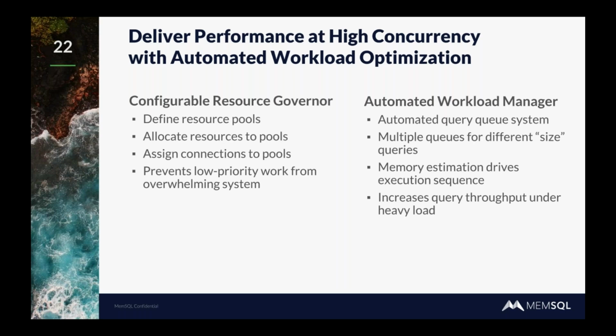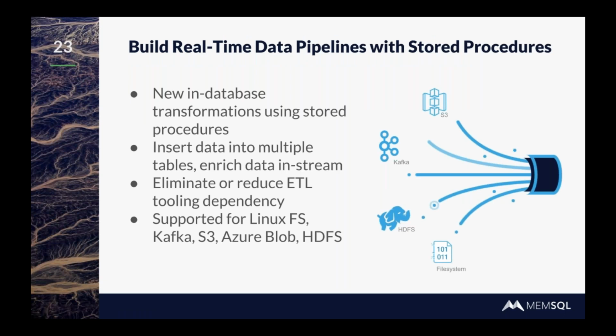So it's based on the concept of queues for different size queries, small, medium, and large queries. And it throttles the number of large and medium queries to make sure that the system is not overwhelmed when there's a heavy load. And this can dramatically reduce certain types of errors that used to occur in previous releases with queries running out of memory and having to be restarted by the app.